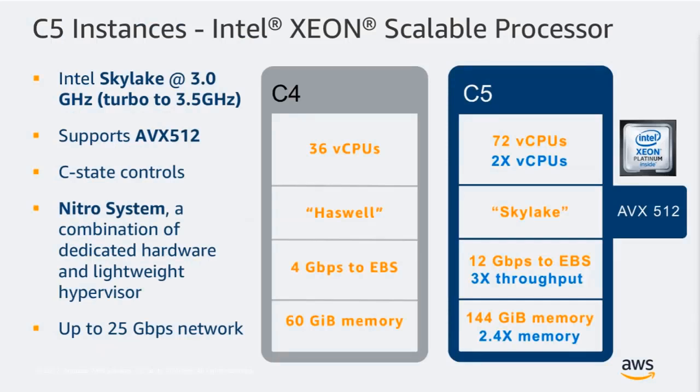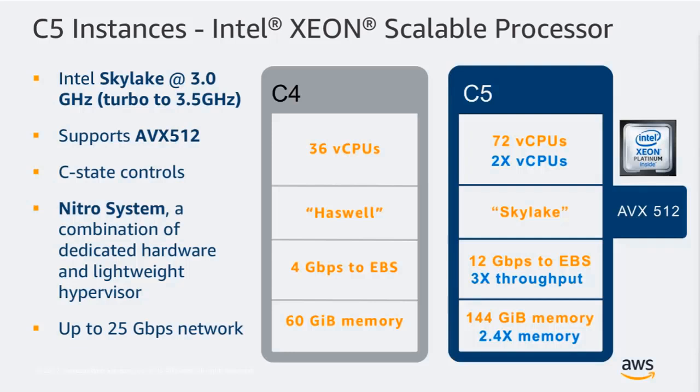So now looking forward at the compute optimized instance C5 and how it compares with the previous generation C4. The C5 has 72 vCPUs, which is twice as much as the C4. And a vCPU is an Intel hyperthread, so the C5 has 36 cores. It has the Skylake processor that supports AVX-512. It has 12 gigabits of EBS throughput, which is 3x that of the C4. And it has over twice the amount of memory that the C4 has.